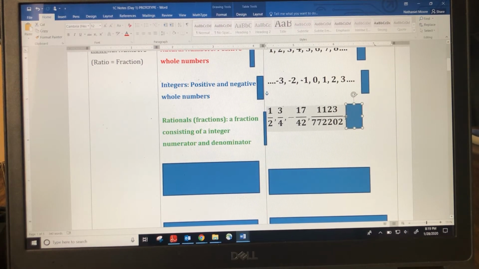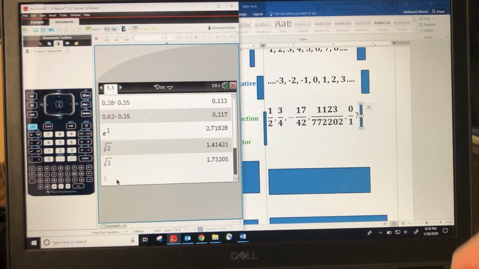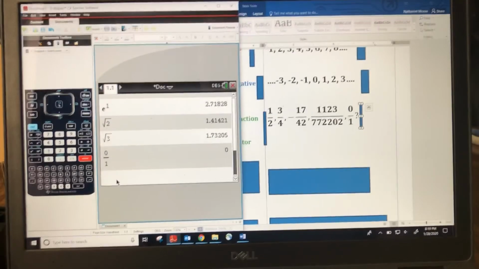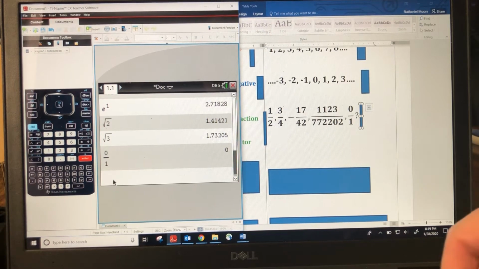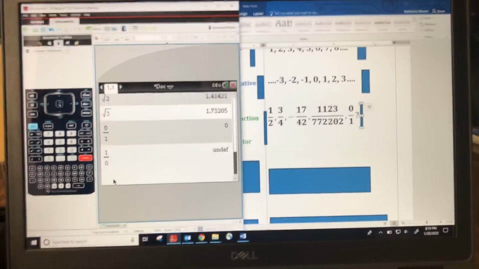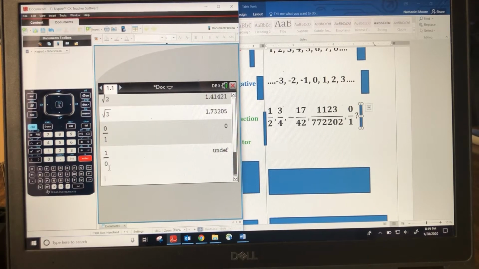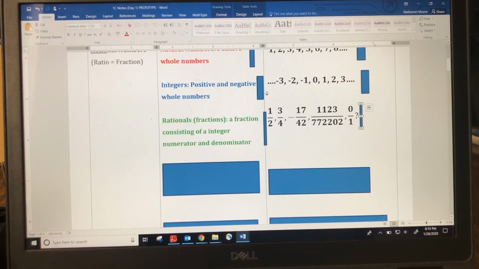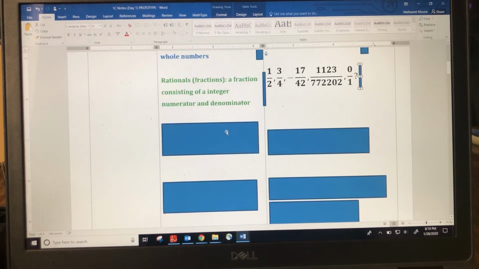Now, one question I want to ask everyone is: is 0/1 a rational number? If you put 0 divided by 1 in your calculator, what does it give you? We still get 0, so technically that is a rational number. But what if we do 1 divided by 0? Oh, that's undefined. That's a harder case, but technically it's still rational, even though it's undefined, because it's 1/0, an integer over an integer.